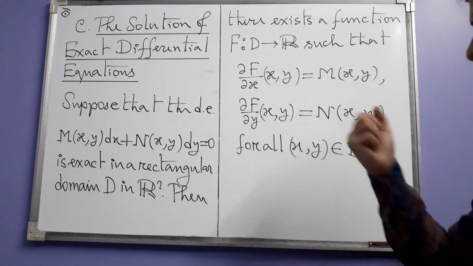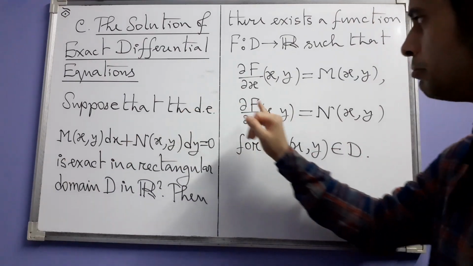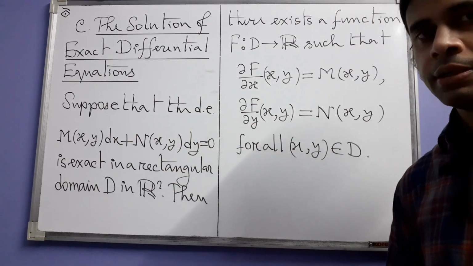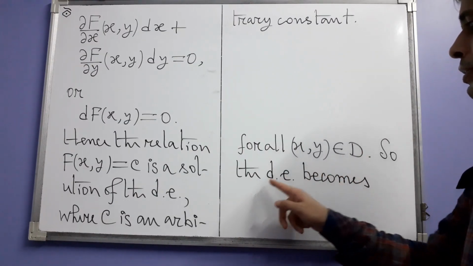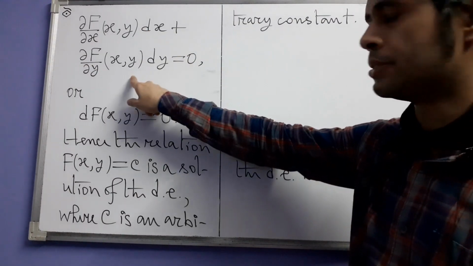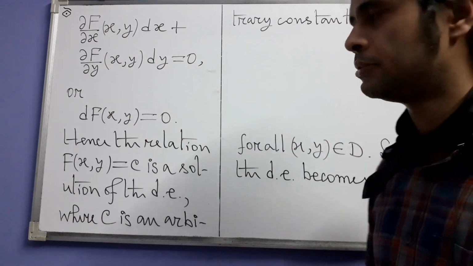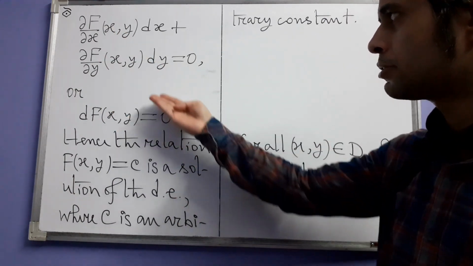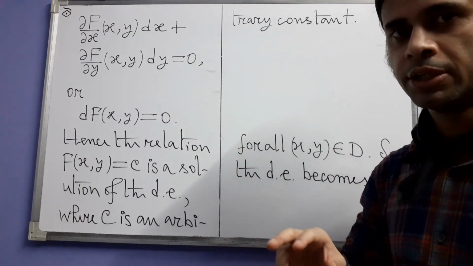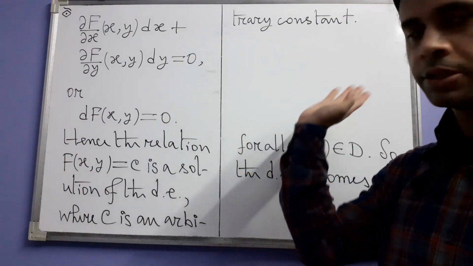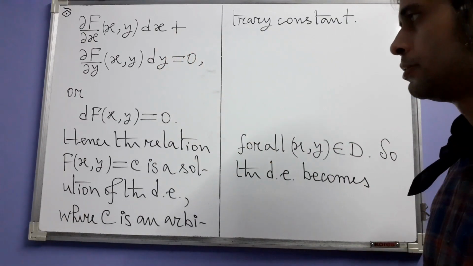But then if this is the case, we can write this in place of M and this in place of N. What will then happen? Let's see. So then the differential equation becomes this. We have replaced M by del f del x and N by del f del y. Maybe I should have kept on writing for all (x, y) belonging to the domain D, because in that domain only those equalities are true. But let's assume that that thing is in the background.